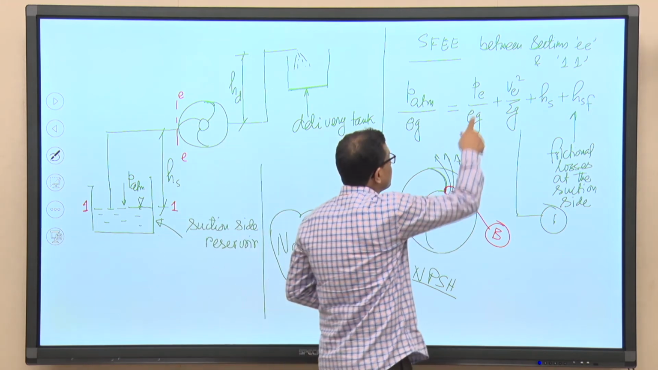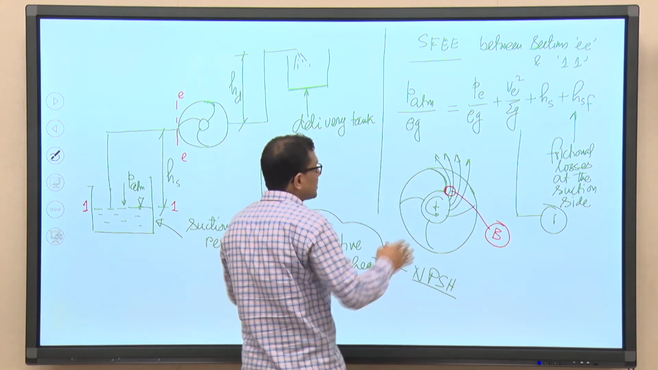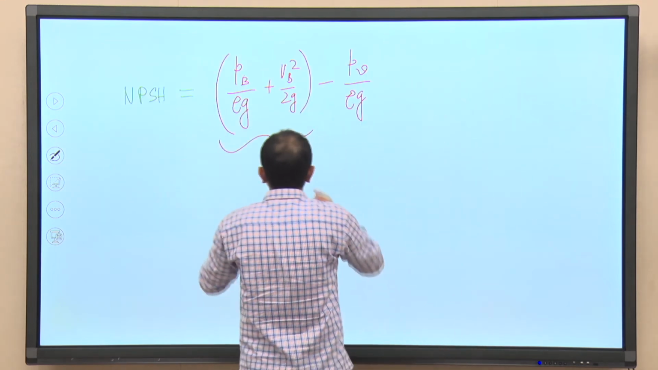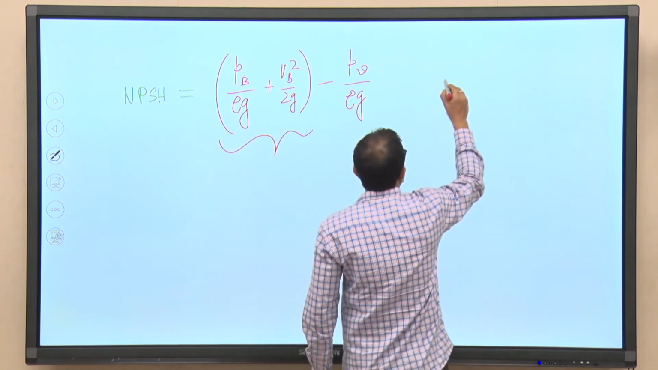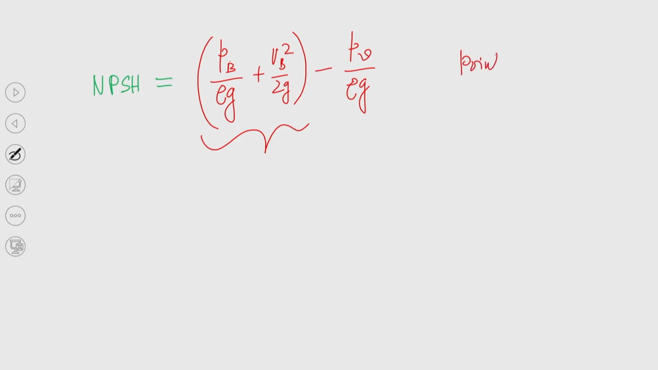Since point B is very close to section E, I can simply use equation 1 to recast this expression. We can consider that PB is almost equal to PE and VB is almost equal to VE.